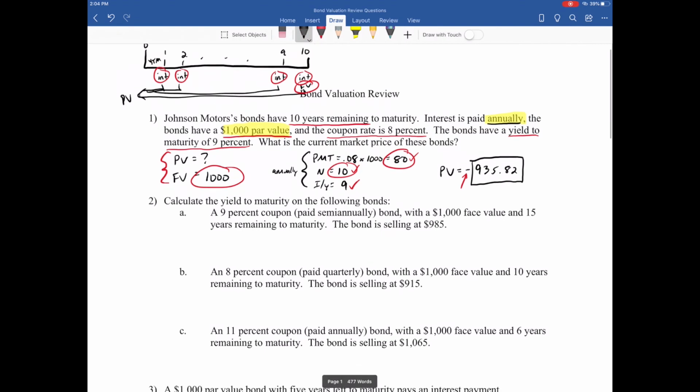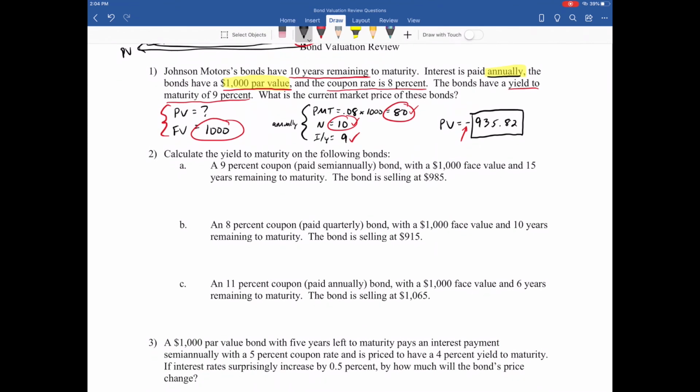So let's move on to number 2. Calculate the yield to maturity on the following bond. If I'm calculating the yield to maturity, I am given the price and I'm solving for the discount rate that makes the present value of the future cash flows, my coupons and my face value amount, equal to what the current price is. So here, once again, we are using the time value of money row, and as I mentioned, we are solving for this IY, our discount rate.